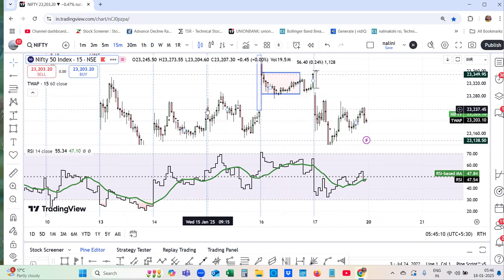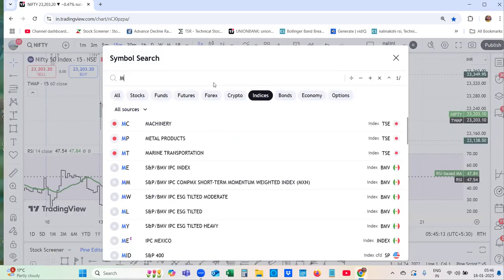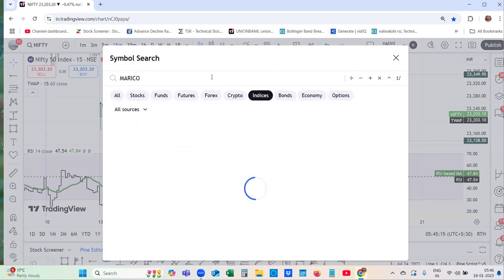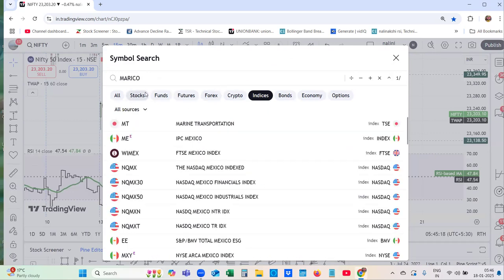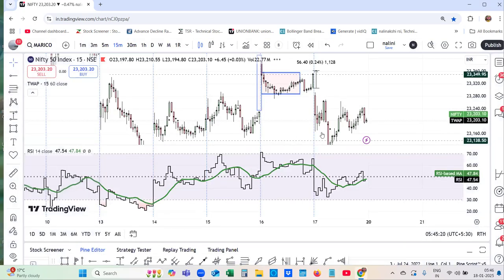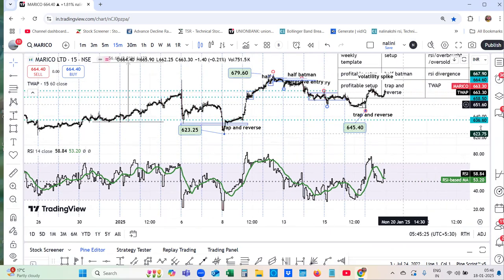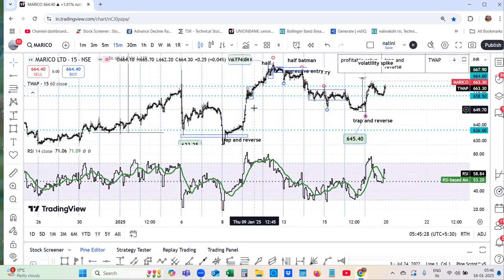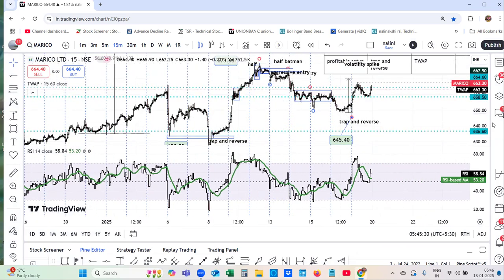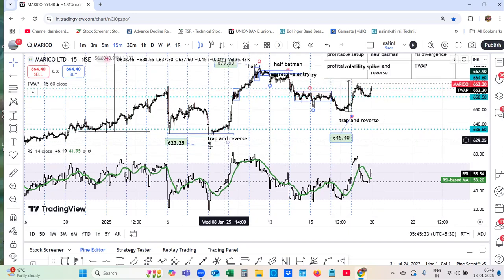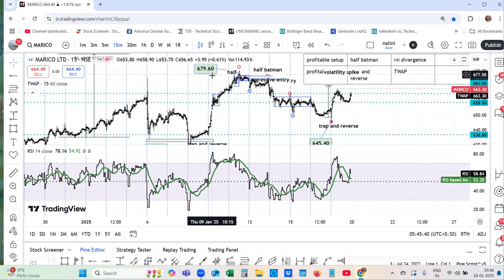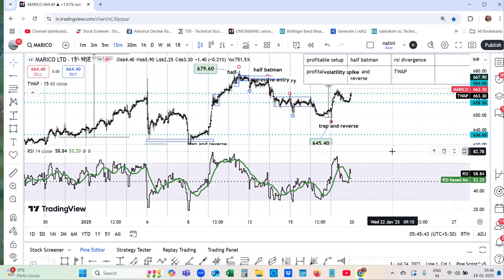Even in Marico, if I go to Marico, within a day you have seen these two patterns. Range was very huge. See, trap and reverse. On Wednesday, parabolic up move. On Friday, half Batman pattern. So if you master these patterns, you will become profitable.